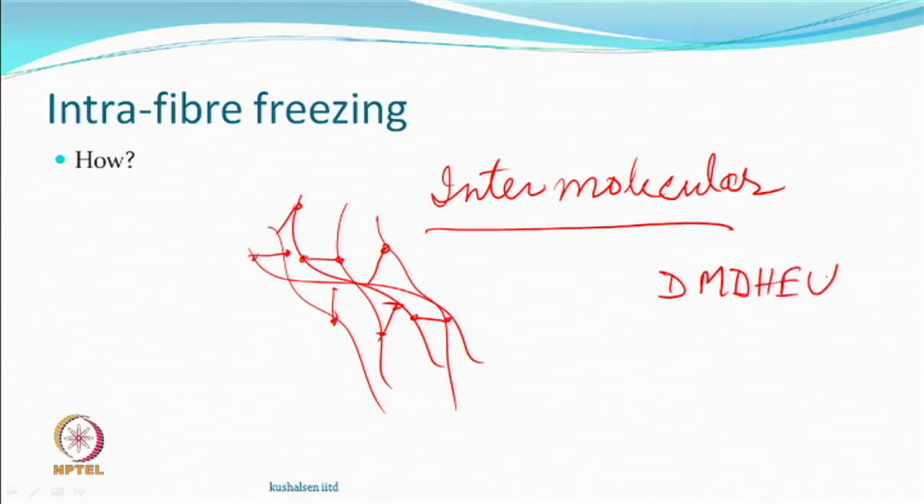It can make cross links with cotton cellulose, then you can have any other kind of cross linking agent which can do this type of job for different fibers. So, the chemistry would depend on what is the chemistry of the fiber.